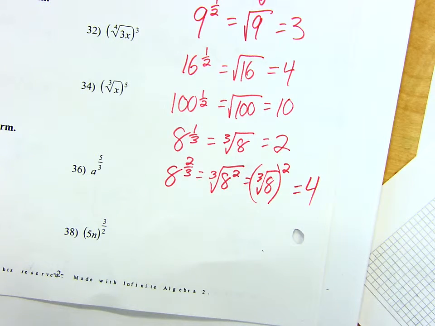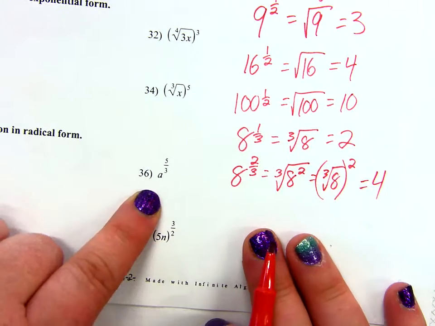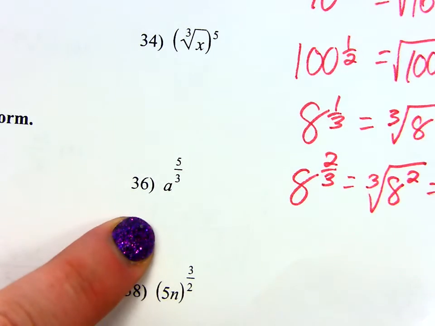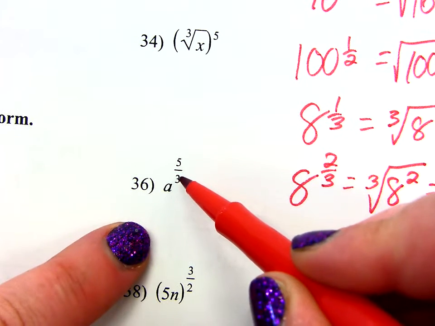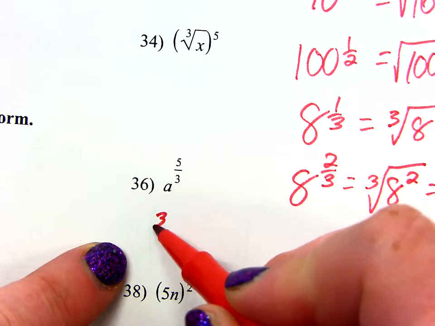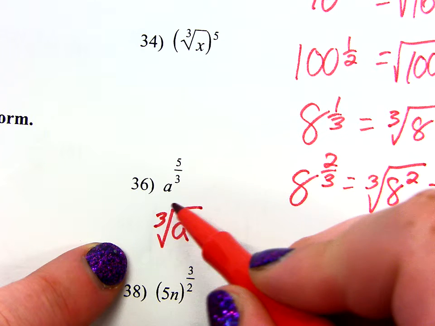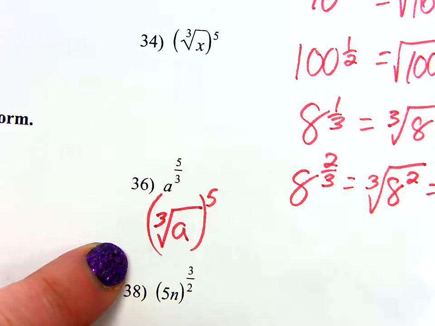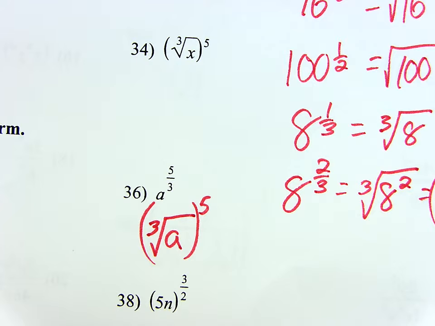So if you look at 36 real quick. They want you to do a to the 5/3 power, and they want you to rewrite that in radical form. So the denominator, what happens to that? That becomes the bird on the perch, the index, right? So I'm really going to do the cube root of a, and then you can either put the 5 exponent here or on the outside. Again, I recommend that you put it on the outside because when you actually go to evaluate, it's much easier to do it that way. So that's it. The denominator, bird on the perch. The numerator is just your exponent.